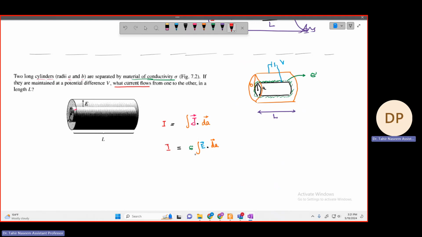So only if I know E, I can find I, right? So how can I do that? We know from Gauss's law, if you remember, that the flux, the integral of E dot dA, is equal to charge divided by epsilon. This is the flux according to Gauss's law, right? So it means this will be equal to charge divided by epsilon.